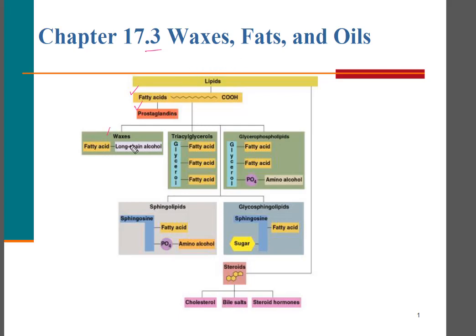Waxes and triacylglycerides. These are the two things that we'll be talking about in this. So really just talking about waxes and triacylglycerides, or glycerols rather, also called triglycerides.